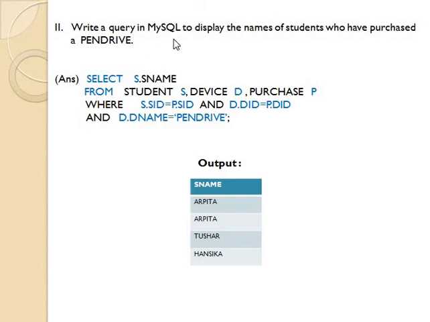Now read the question in this slide. The question says, write a query in MySQL to display the names of students who have purchased a pen drive. And the answer to this question is the query, that is select s.sname from student s, device d, purchase p.